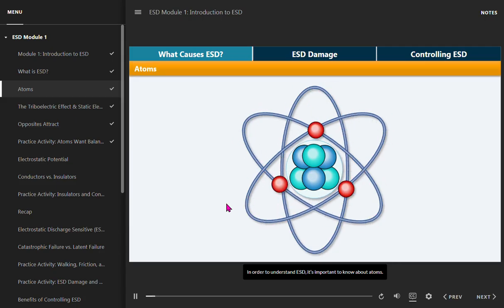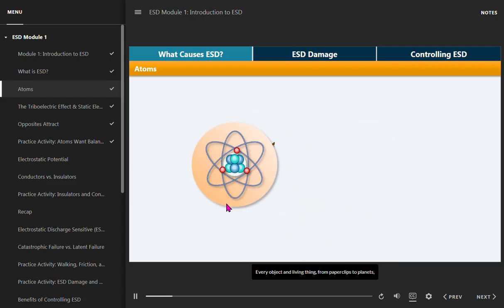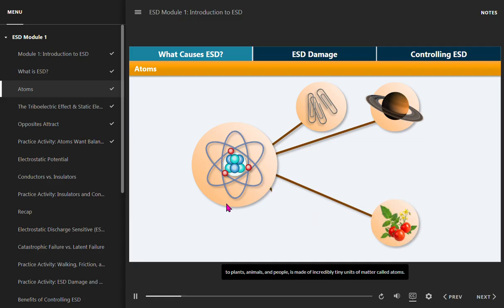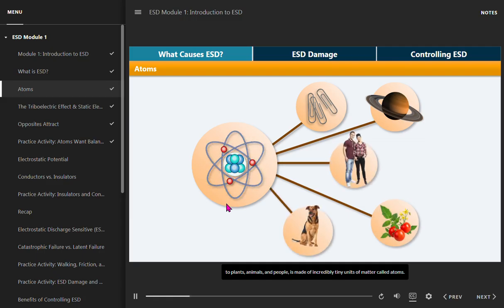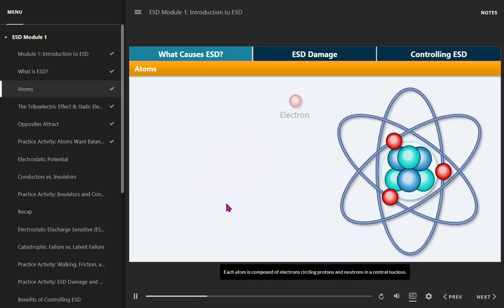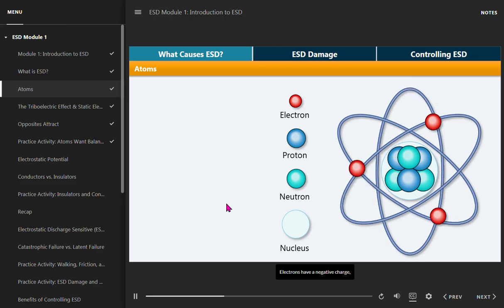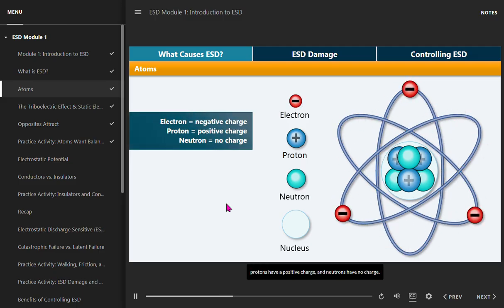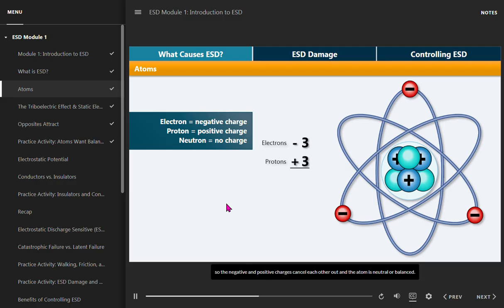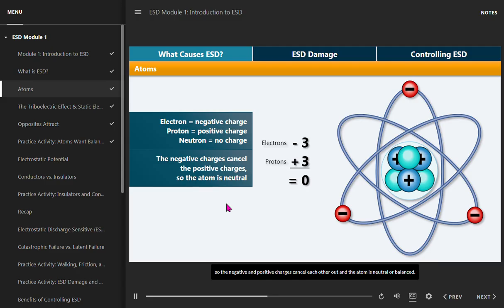In order to understand ESD, it's important to know about atoms. Every object and living thing, from paperclips to planets, to plants, animals, and people, is made of incredibly tiny units of matter called atoms. Each atom is composed of electrons circling protons and neutrons in a central nucleus. Electrons have a negative charge, protons have a positive charge, and neutrons have no charge. Atoms usually have an equal number of electrons and protons, so the negative and positive charges cancel each other out, and the atom is neutral or balanced.